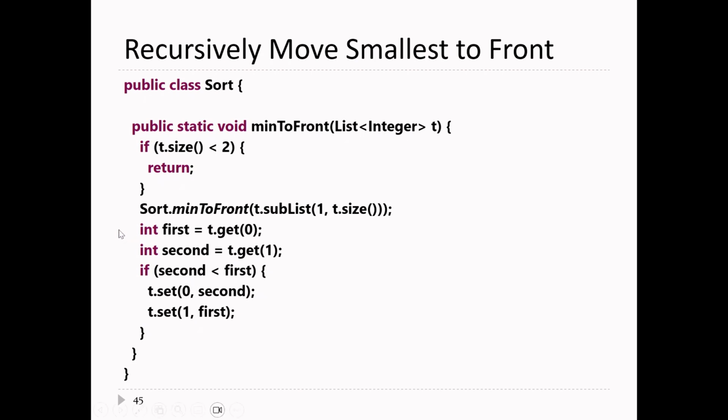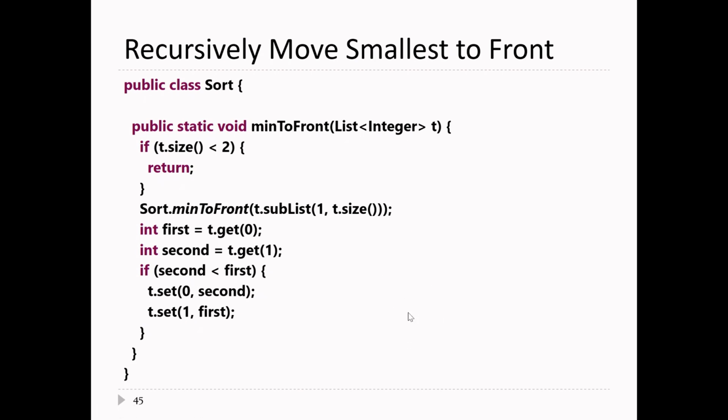And now I do the comparison here. The first element in the list, you get by calling get, so t.get(0). The second element in the list you get by calling get, so it's t.get(1). If the second element is less than the first element, switch the first and second. So how do you set an element in the list? Well, you call set. So I'm going to set the element at index 0 to second, and set the element at index 1 to first. And that's the recursive part of the method.